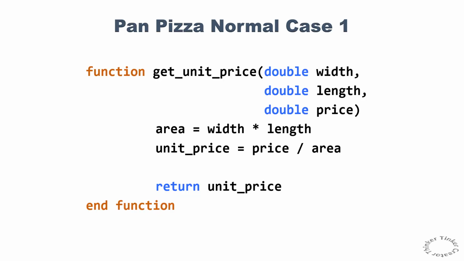In the pan pizza normal case, we use 1 for all inputs. This way we can easily verify the calculation. Here we use the values provided in the problem statement. Calculate, and return the unit price. Use a calculator or a spreadsheet to verify the result.